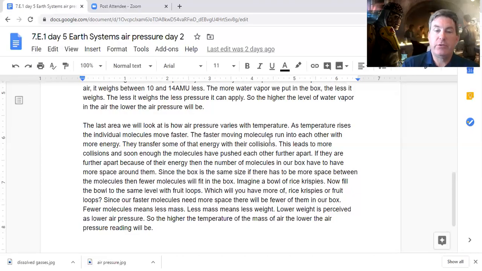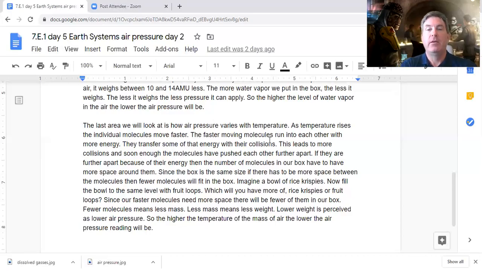Since our faster molecules need more space, there will be fewer of them in our box. Fewer molecules means less mass. Less mass means less weight. Lower weight is perceived as lower air pressure. So the higher the temperature of a mass of air, the lower the air pressure will be, because there's more space between the molecules.